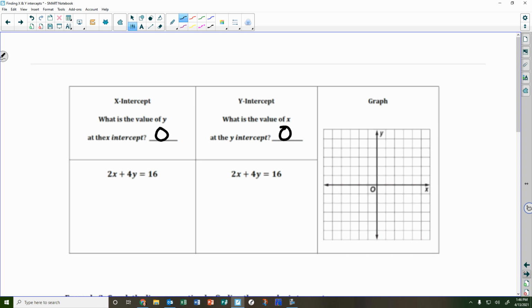So if we're given an equation and asked to find the x-intercept, like you see here, okay, we're going to put a 0 in for x since we're finding the y-intercept. Okay. So we're going to plug in a 0 here.